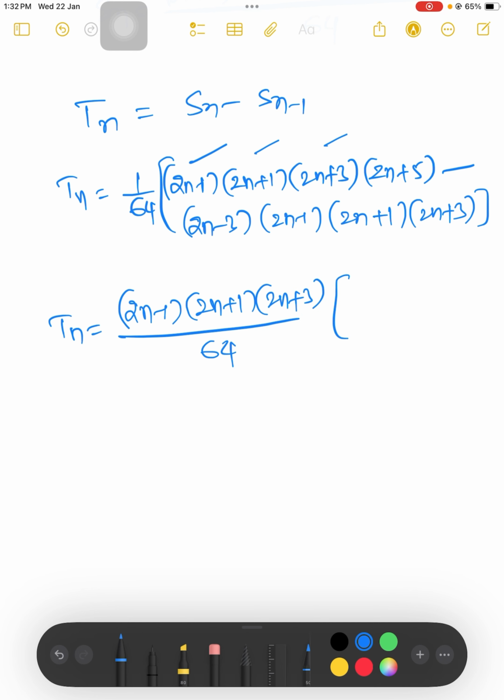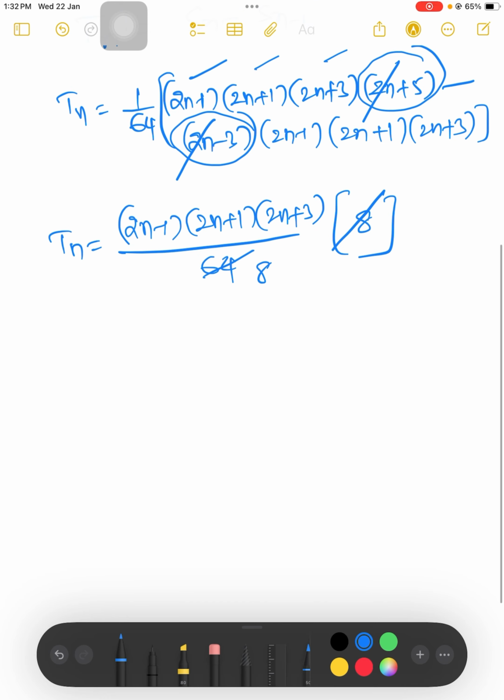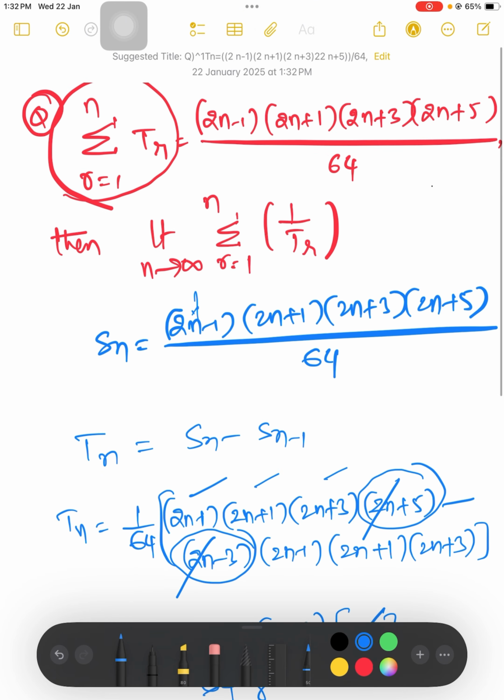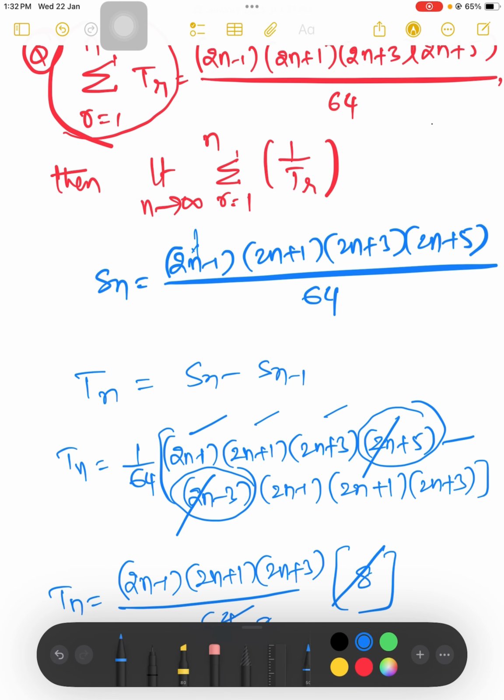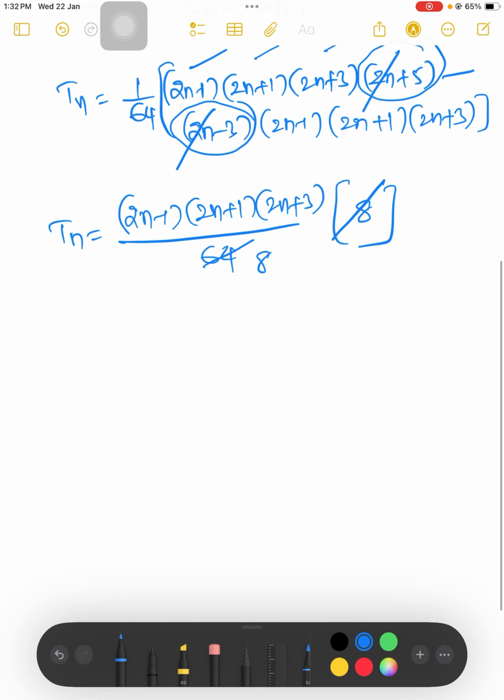If you take common, then it will be 2n plus 5 here and it is 2n minus 3, and 2n anyway gets cancelled. 5 minus of minus 3, that will get 8. 8 ones are 8, 8s will get cancelled. That is Tn. Now it is like sigma r equal to 1 to n, 1 by Tr they given. Now we can write its reciprocal.